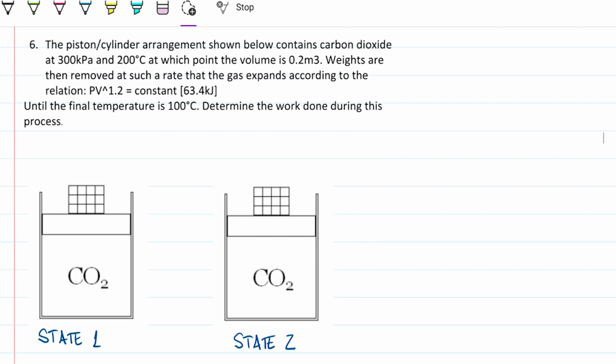Easy to understand. Today's simple problem is around the idea of a piston cylinder and the idea of a polytropic process. Introductory problem, no big deal, no traps.